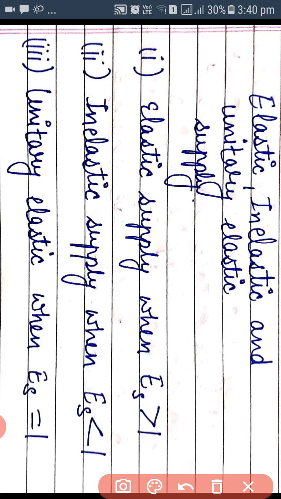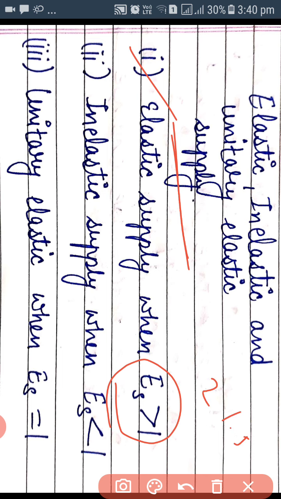Now see elastic, inelastic and unitary elastic supply. These are the names. Elastic supply, when elasticity of supply is more than 1, means it can be 2 or 1.5 or something else. And inelastic supply curve is that curve which is when elasticity of supply is less than 1. Inelastic supply is also called less elastic and elastic supply is also called highly elastic.